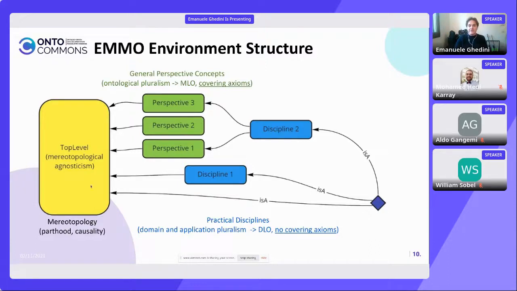So we have the top level, which is an expression of mereotopological agnosticism. So everything is defined except for causality and parthood. Everything is completely defined, and you can use this to describe things in their naked mereotopological characterization. So I think of a causality chain of quantum or elementary particles, for example. You can do that. So you can describe things in this very, very simple and naked way.